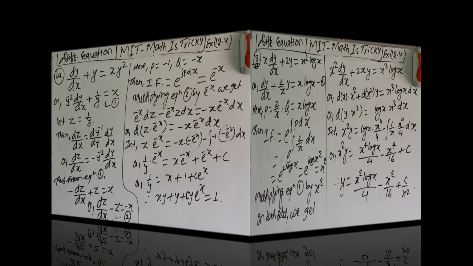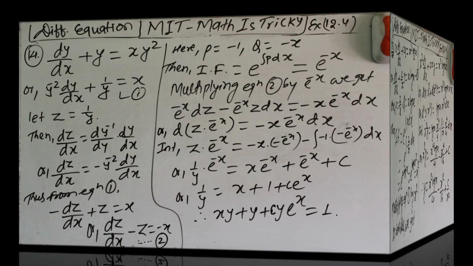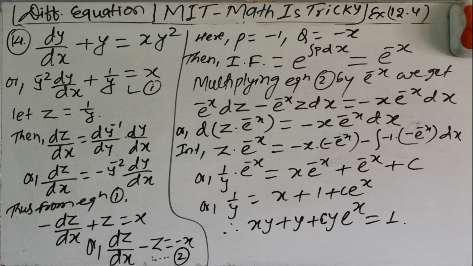Question number 14 is: y dy by dx plus y equals xy square. At first I told you that p and q must be functions of x or constant only. But here we can see it is a function of y square, that means we are getting y square on the right hand side. So let's divide both sides by y square first.